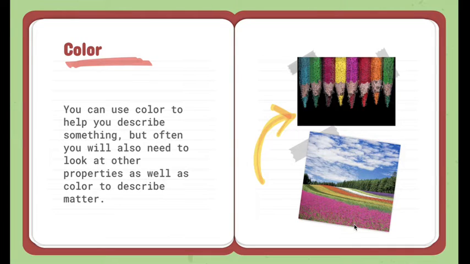Our first property is color. Color is a fairly simple one to identify. Some examples of color are red, blue, green, orange, etc. There are many different colors pictured here as well.